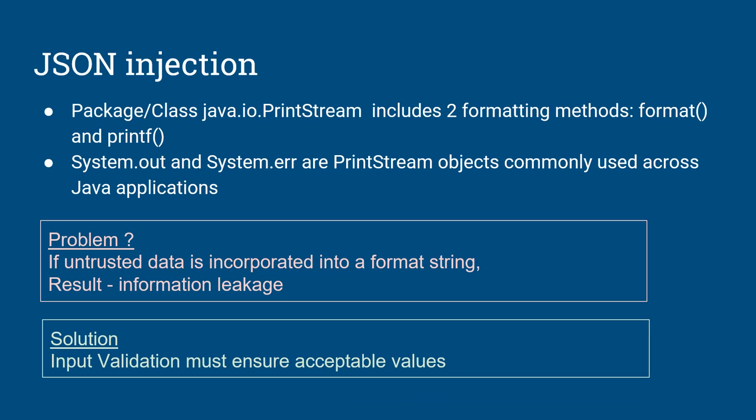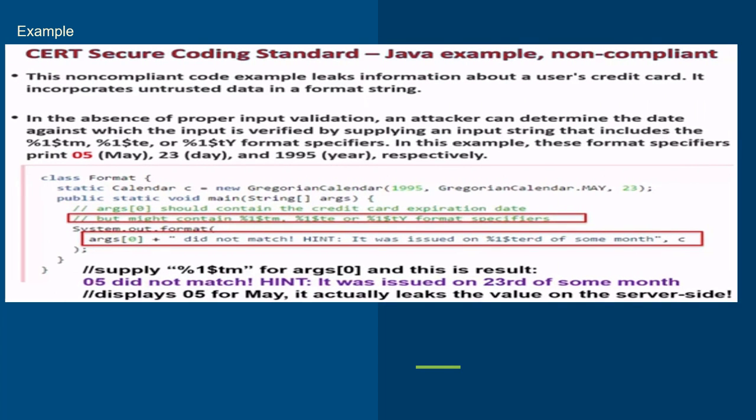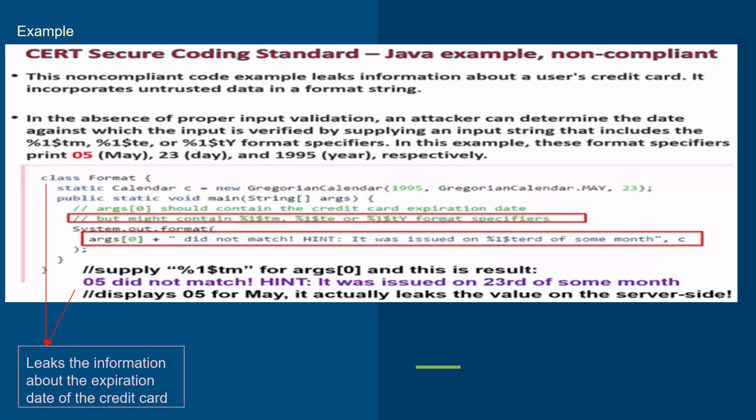Input validation is to be added in our code in order to ensure that we are only receiving acceptable values and not untrusted data. So let's take a look at an example. The sample code here is a non-compliant code example that can leak information about a user's credit card, specifically the expiration date in this particular code snippet. So if we have this class format and inside that we have a static instant, the received parameter is compared to the date and leakage occurs. So due to the absence of proper validation, the expiration date was leaked in our example.